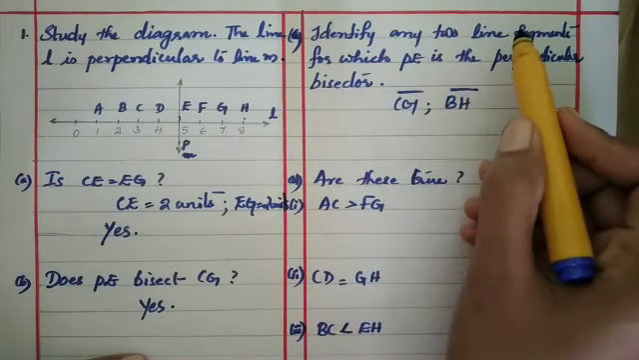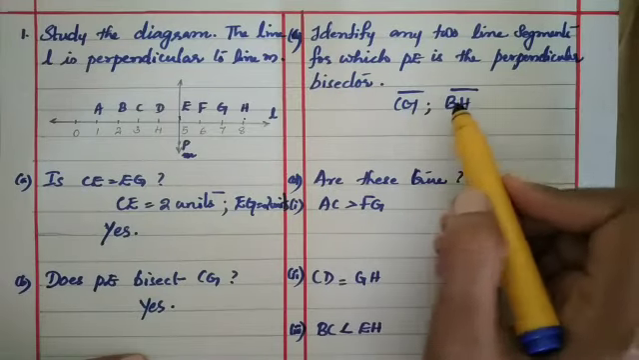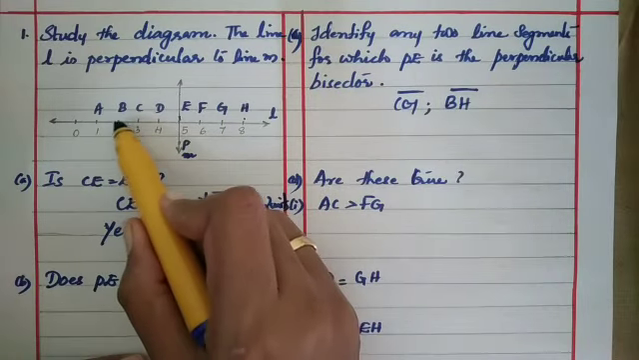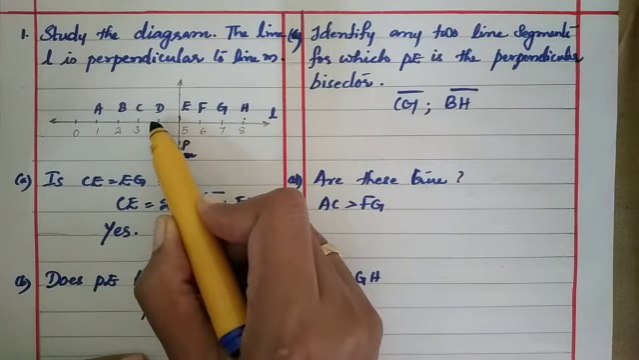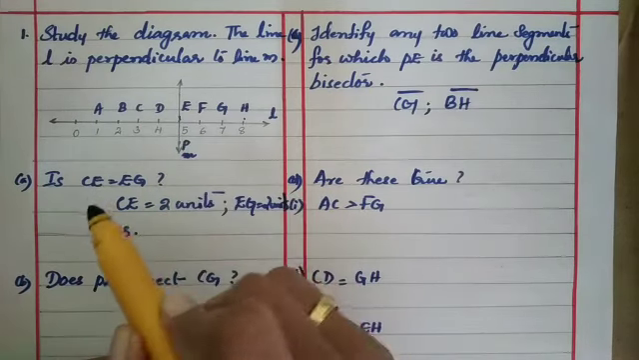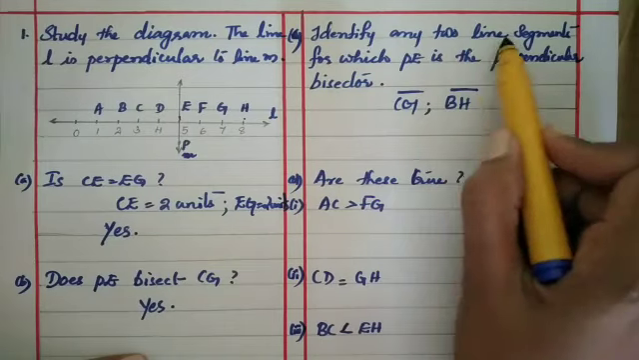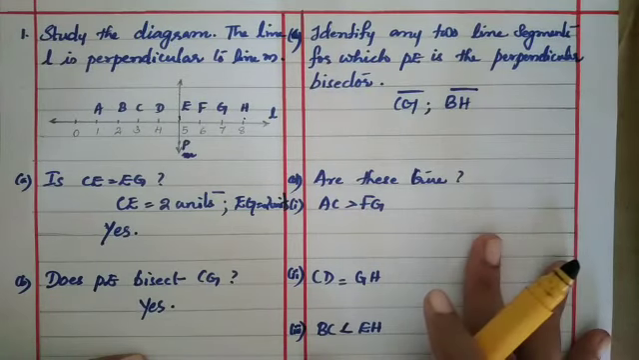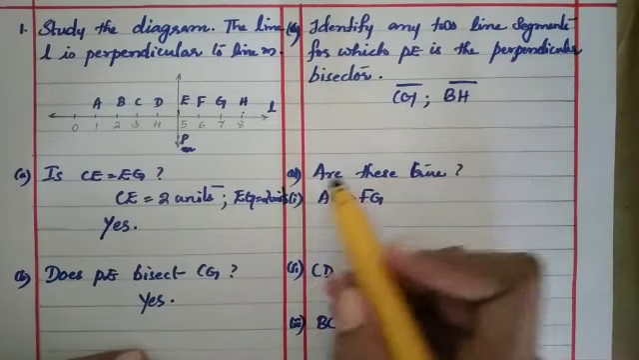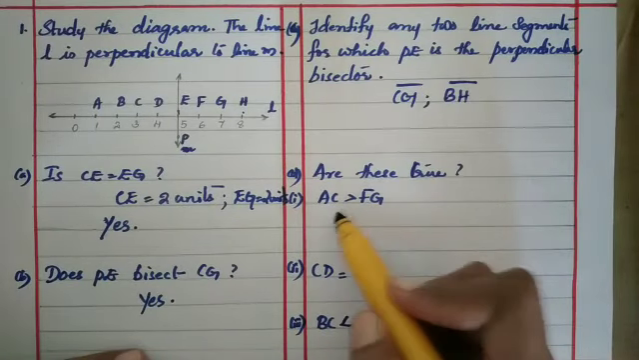Identify any two line segments. So only take CG and BH. You can take BH, then CG, then DF also. Here, identify any two. So write only CG and BH. Okay. Then question D: are these true?